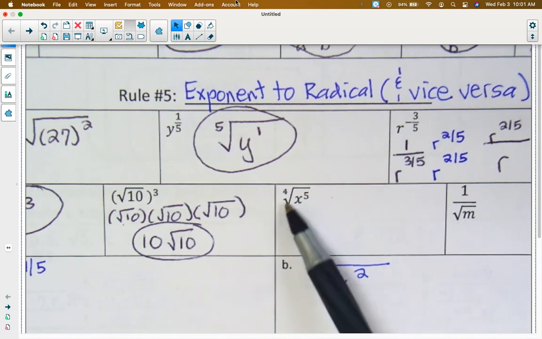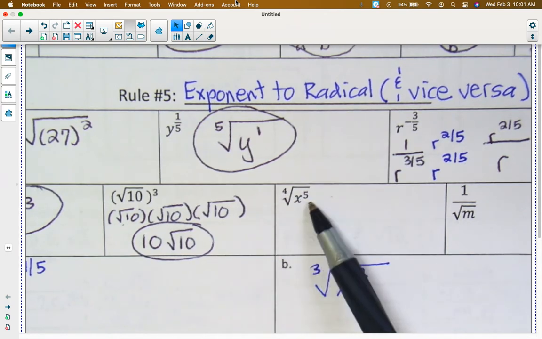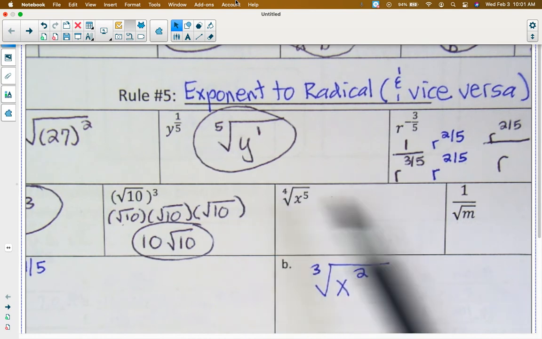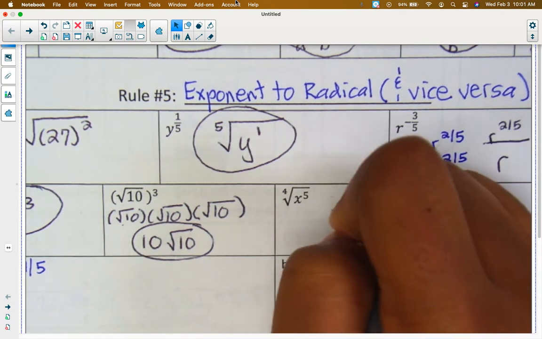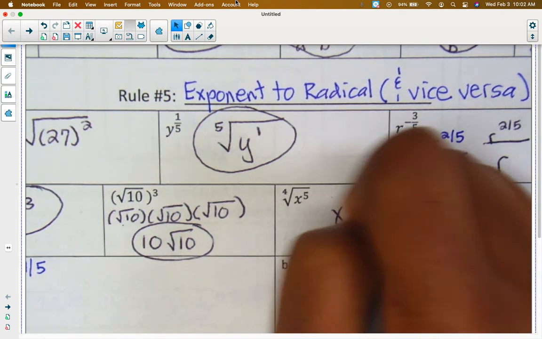Next, we're just practicing converting from one form to the next. If I rewrite this as a fractional exponent, it's x to the 5/4 power.